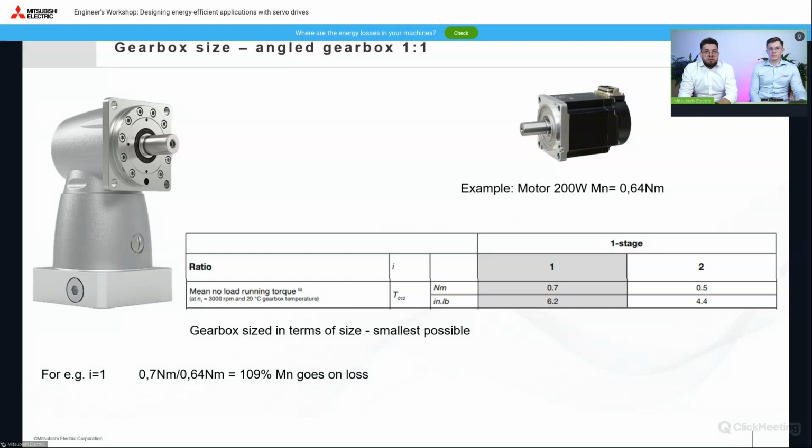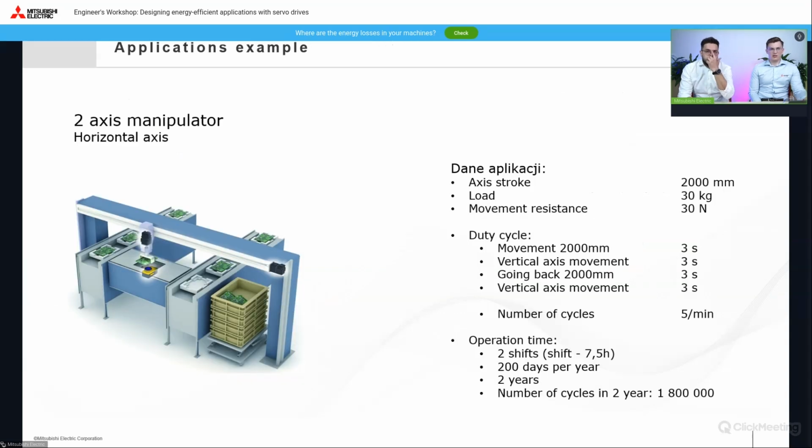And let us now return to the example, in which we show another part of the application of the manipulator. Yes, because we still have the horizontal axis here. So in this second example, for the horizontal axis of the same manipulator, there will be some changes because the axis stroke is a lot bigger. It is 2 meters.